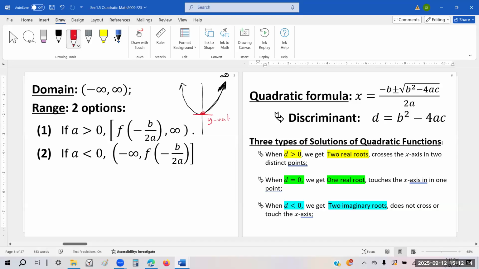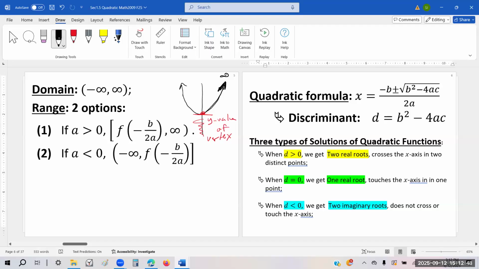So the y value of the vertex. Your range runs from the y value of the vertex till infinity. So this is what it says: if your leading coefficient is positive, which is an upward parabola, your range is the y value of the vertex till infinity. You cannot have anything that is below your vertex. So the least y value you can have in your parabola is the y value of the vertex.